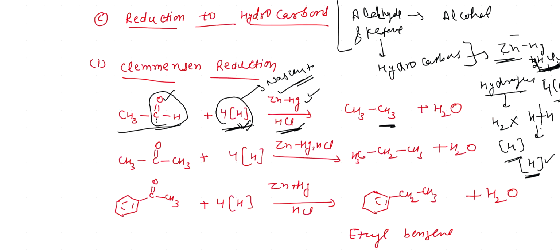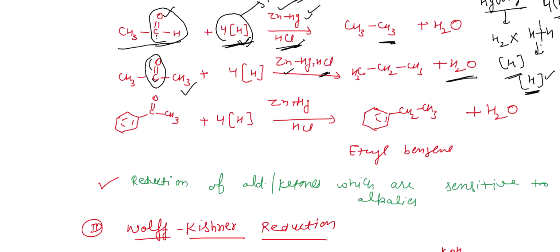Similarly, when a ketone is reacted with zinc amalgam in the presence of HCl, then this CO will be converted into CH2. Carbon is hydrogenated again with the removal of oxygen as water. Then the next example is acetophenone. This is your acetophenone. Again, you are getting the product. This carbonyl group is reduced to a CH2 group, that is ethylbenzene.